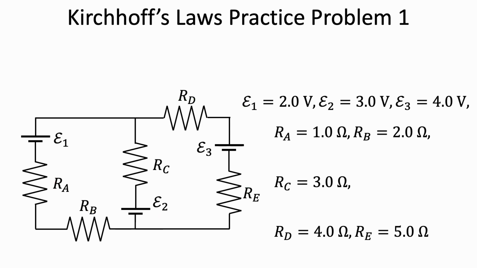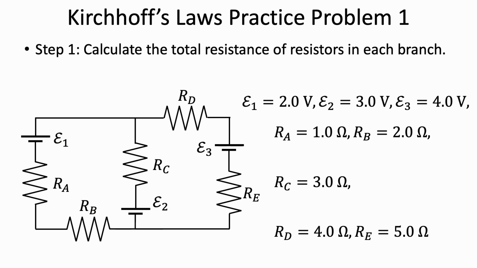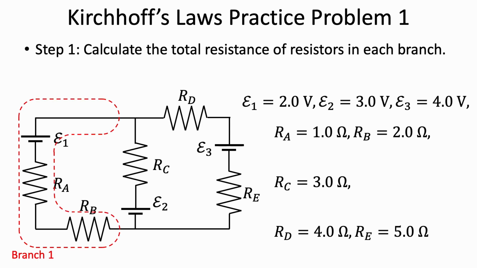The first step is to calculate the total resistance of the resistors in each branch. Although this step can be skipped, it helps make the circuit easier to analyze. Let's look at branch 1. Here, resistors A and B are in series, so their total resistance is just the sum of their resistances. I will call their total resistance R1, which is equal to 3 ohms, and replace the 2 resistors in the circuit diagram with a single resistor R1.